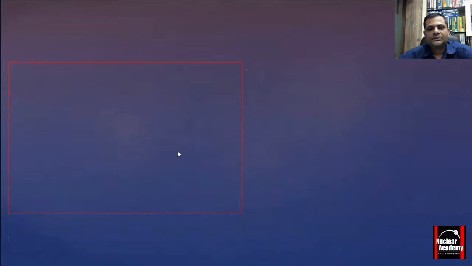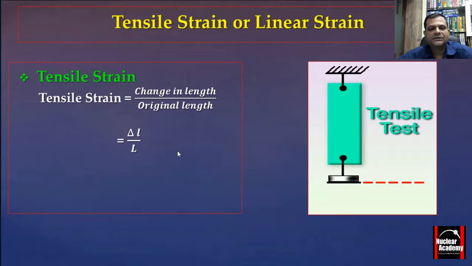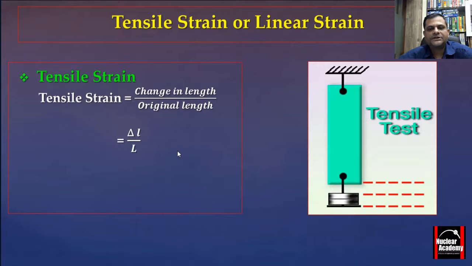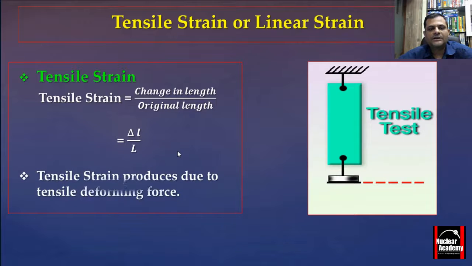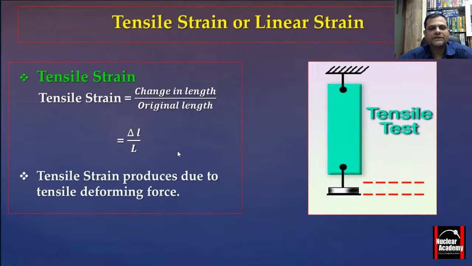Next topic is tensile strain, or linear strain, which is defined as the change in length per unit original length of the wire. So we can define it this way: the change in length upon original length is called the tensile strain. Its formula is delta L upon L. The tensile strain is produced due to the tensile deforming force. So whenever the force acting on the body is along the length of the wire, that force produces the tensile strain.